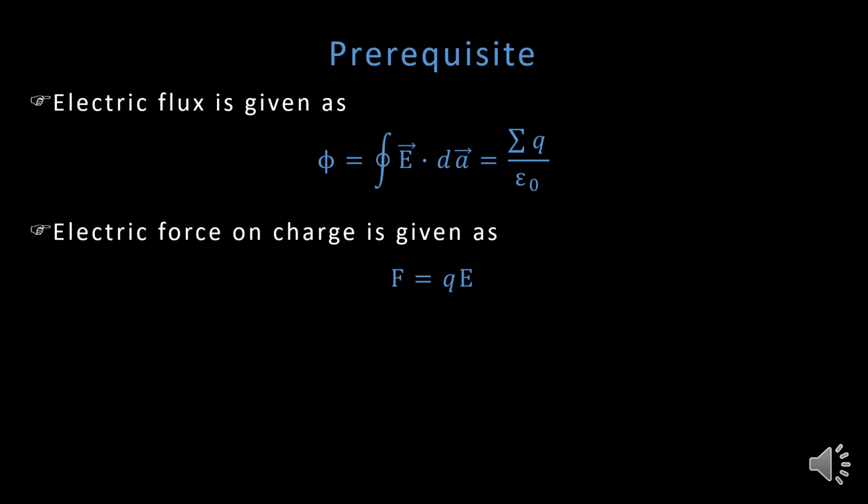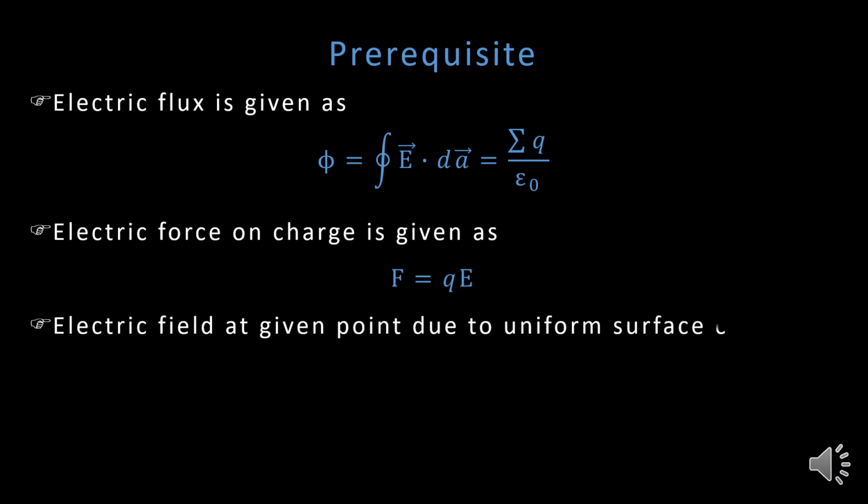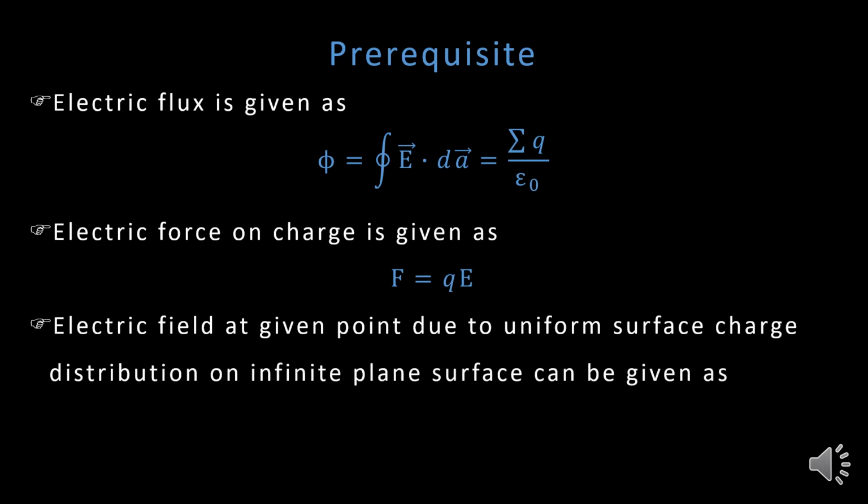And lastly, we should be knowing that electric field due to any plane surface charge distribution at any given point is given as E is equal to sigma by 2 epsilon 0. Actually, when you deposit charge on any surface, the surface will have field lines going on either side.